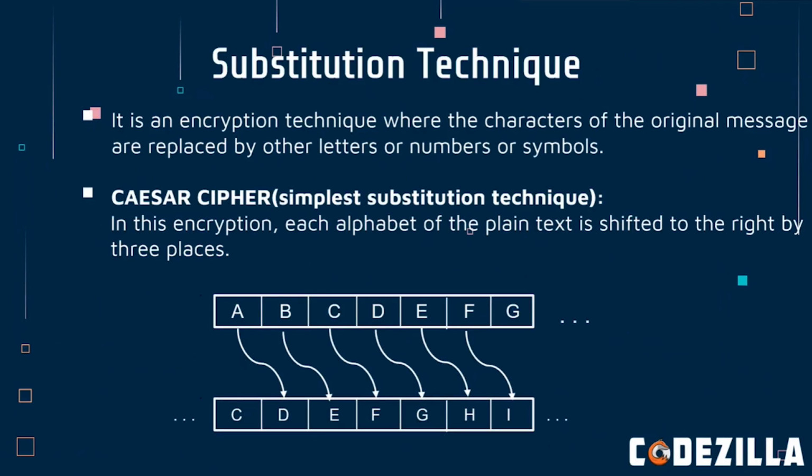The substitution technique is a well-known encryption technique. This technique is known to be one of the oldest and has even been used by Julius Caesar. Here, the characters of the original message are substituted or replaced by other letters or numbers or even symbols. One of the very well-known substitution techniques is the Caesar shift cipher, often known as Caesar cipher. It is the simplest substitution technique where each alphabet of the plain text is replaced by another alphabet 3 places further.